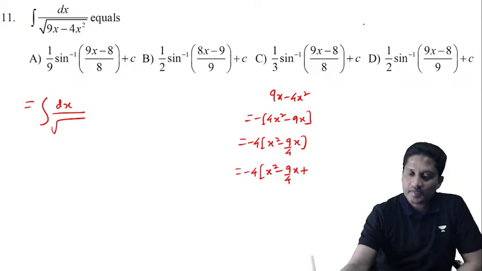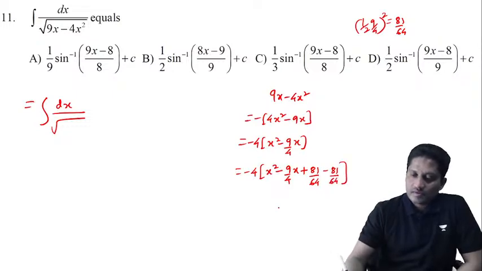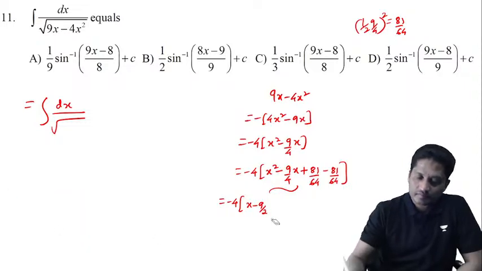Plus, add and subtract half of the coefficient of x the whole square, that is 81 by 64. I'll add 81 by 64 and subtract 81 by 64. This is minus 4 times. The first 3 terms will be a perfect square, that is x minus 9 by 8 the whole square, minus 81 by 64.